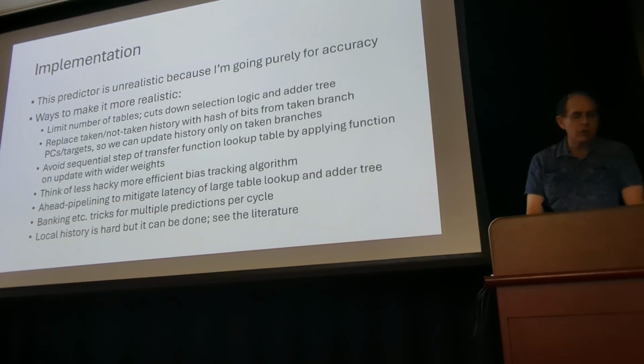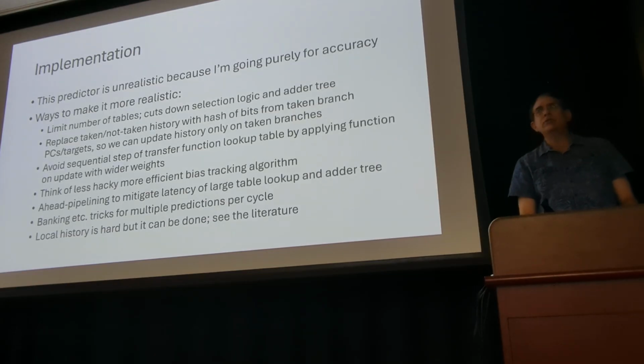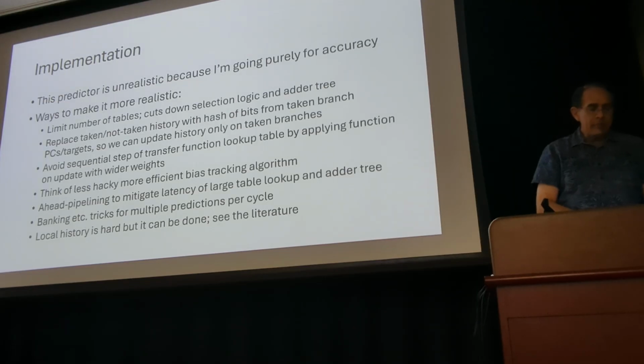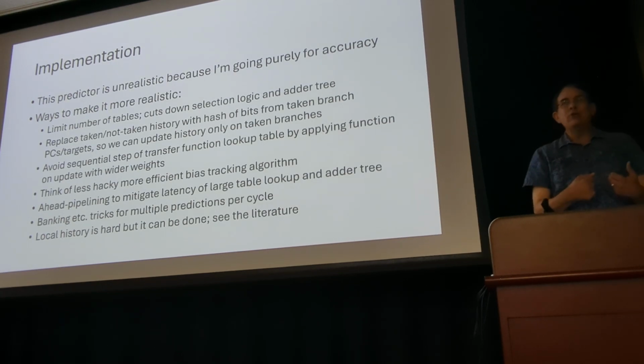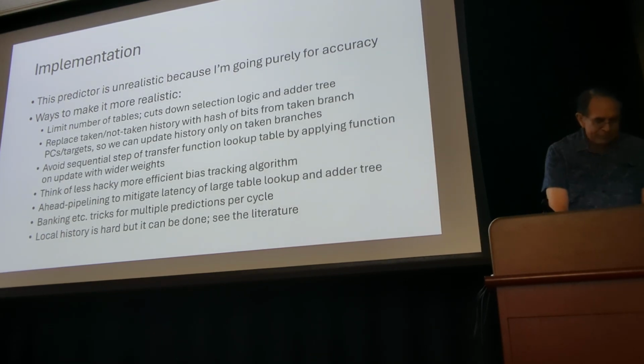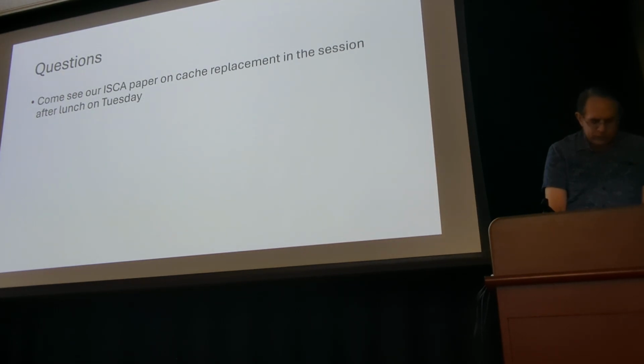These are tricks that people know. Banking and other tricks. Local history is hard, but it can be done. There's literature about how to do it. It's all not very good stuff that you see in the literature, but there are clever ways to implement local history if you manage your expectations of what you can get out of it. What else? Okay, so I guess that was it.